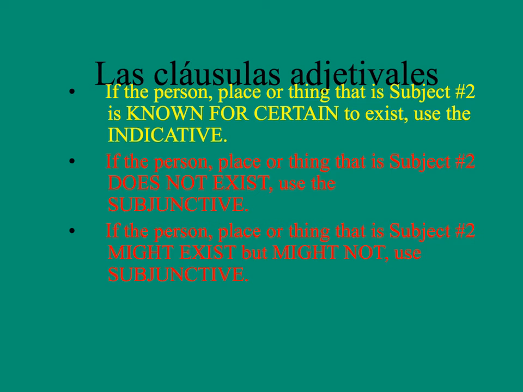Okay, then, for adjective clauses, it's a lot easier. There's not as many reasons. There's 3 options. Number 1: if subject number 2, that's the person, place, or thing that's being described, is known for certain to exist, you will use the indicative. I have examples next, so that'll clarify. If the person, place, or thing that is subject number 2, where we analyze, does not exist, you use subjunctive. And finally, your third option, if the person, place, or thing that is subject number 2 might or might not exist, you still use subjunctive.